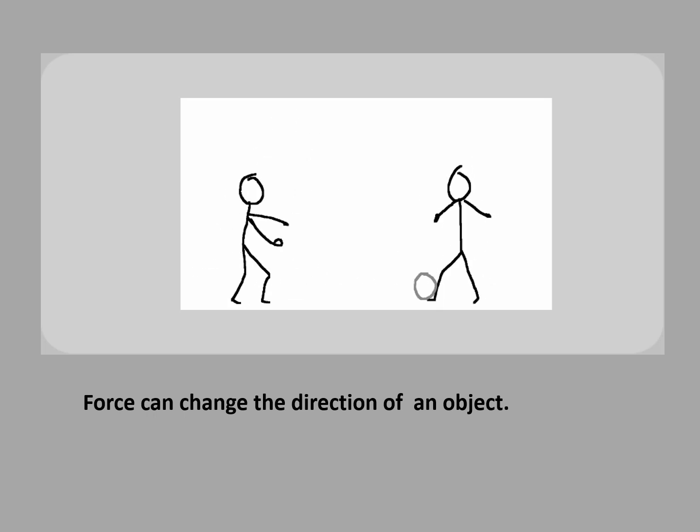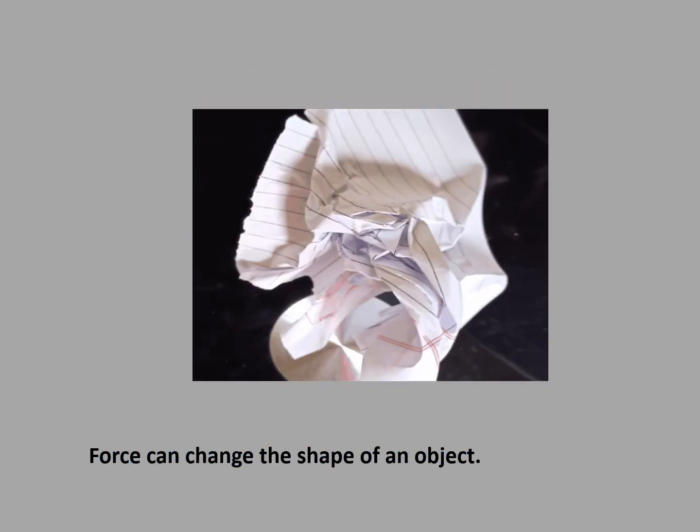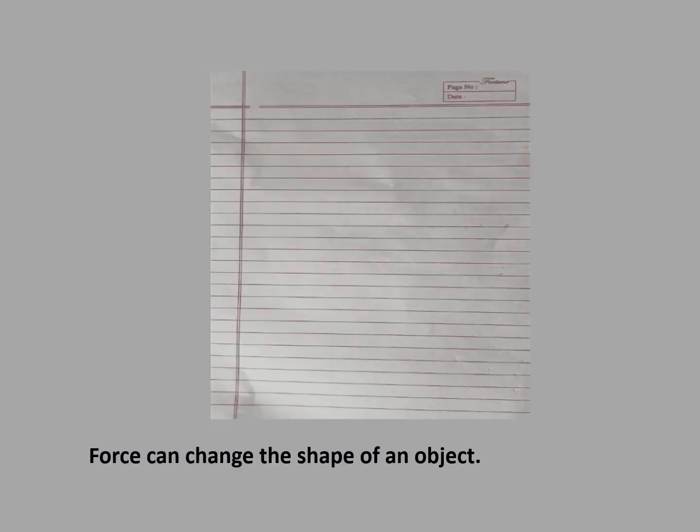Lastly, we can see a simple illustration shows that the paper, which is rectangular in shape, gets crumpled or changes into a ball-like structure or any irregular structure when force was applied. So this can prove that force can change the shape of objects.